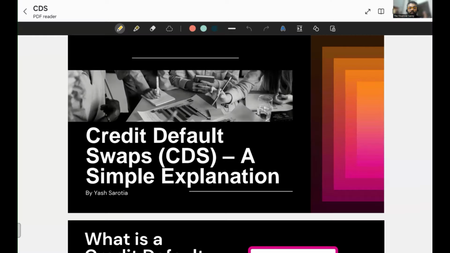What if I told you that a small financial instrument called credit default swap or CDS nearly crashed the global economy in 2008, and that some investors still use it to make millions? Sound interesting, right? Well, today I'm going to break it down for you in the simplest way possible.